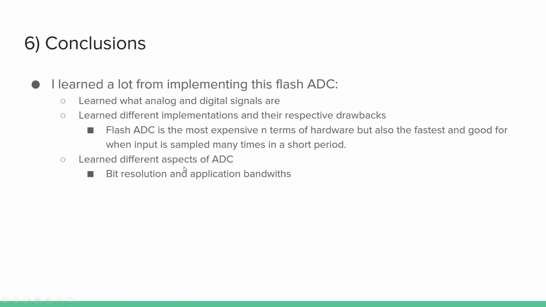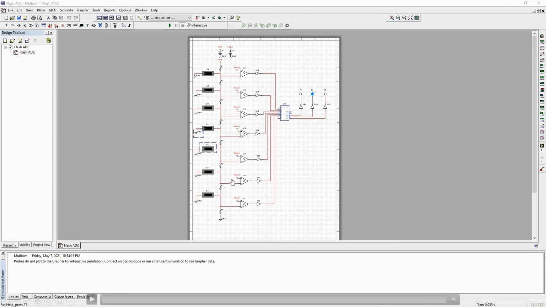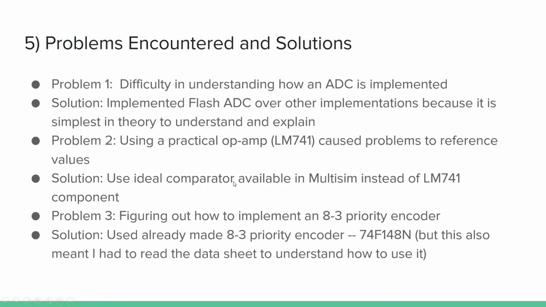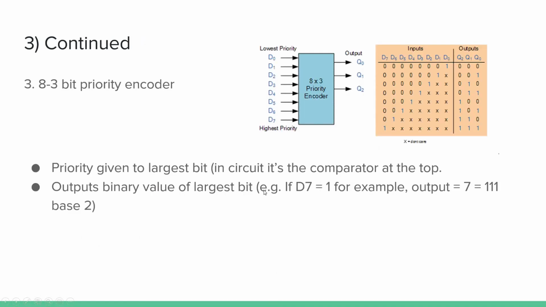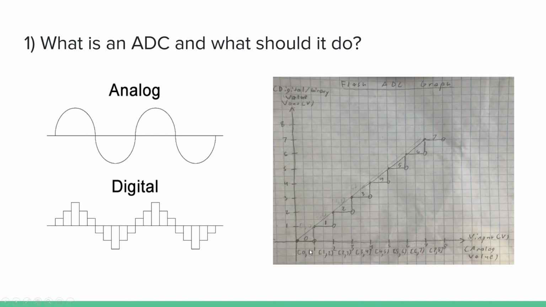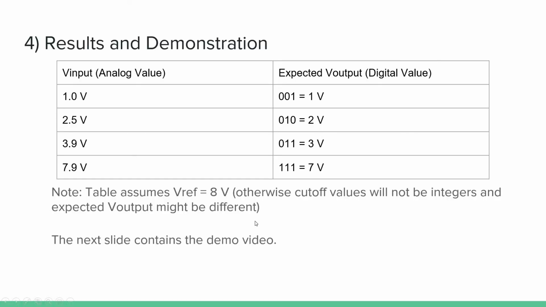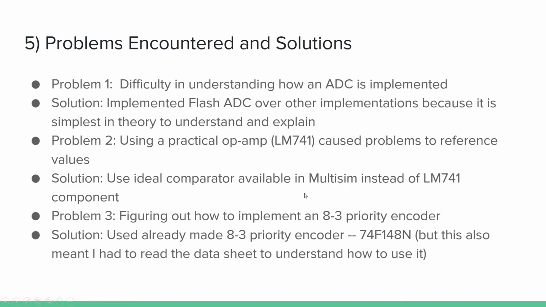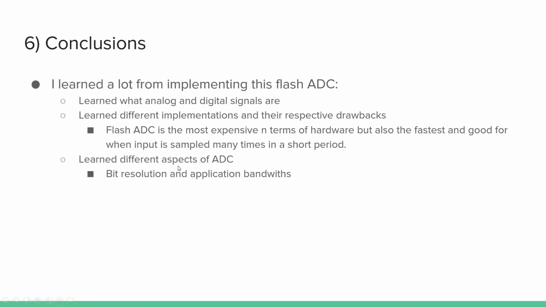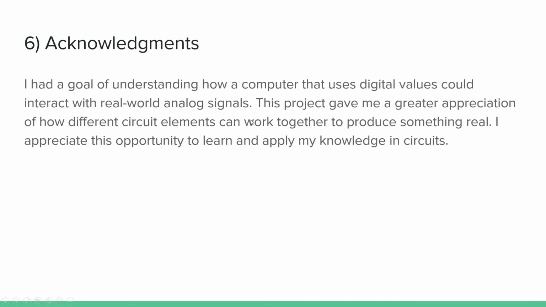And also I learned different aspects of the ADC, because what I showed here was an ideal one. So this graph might look skewed, it's not. This is assuming ideal circumstances. So I learned what things can skew an ADC and what can go wrong.